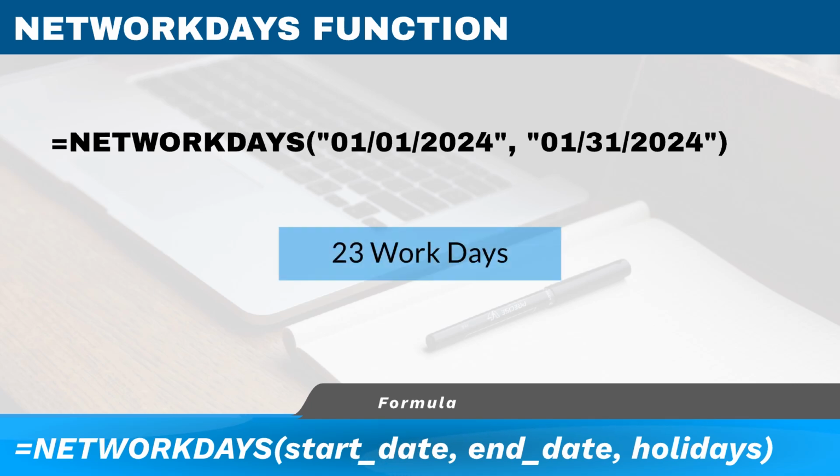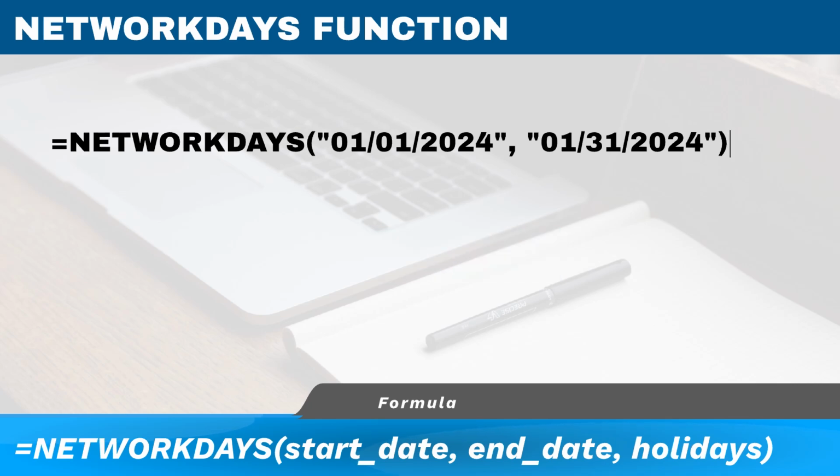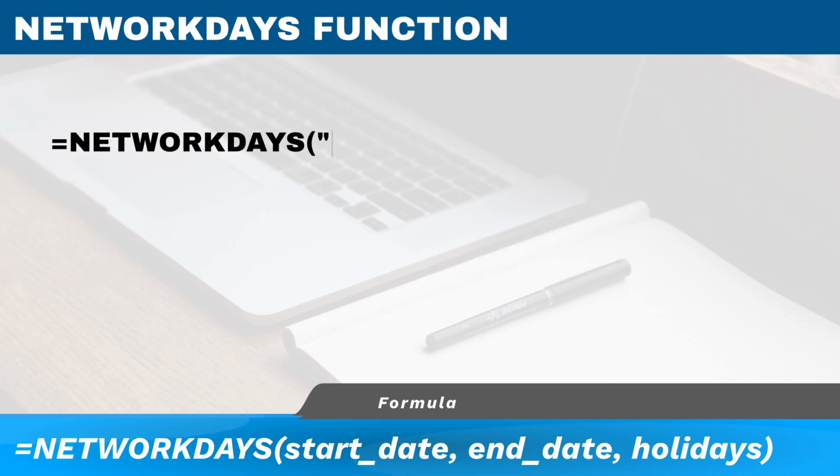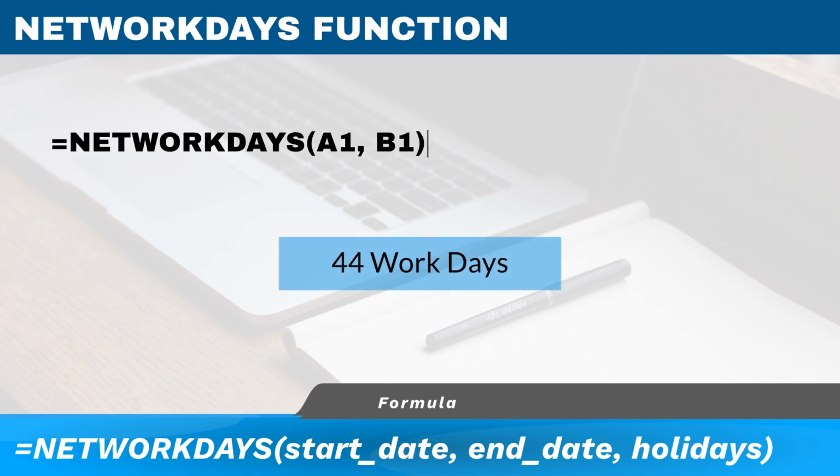If we want to base the start and end dates on existing date cells, we would replace the manually entered dates in the formula with references to those cells. For example, if cell A1 contains the date September 1st, 2024, and cell B1 contains the date October 31st, 2024, we would use A1 as the start date and B1 as the end date in the formula. This formula would return a value of 44 net workdays.